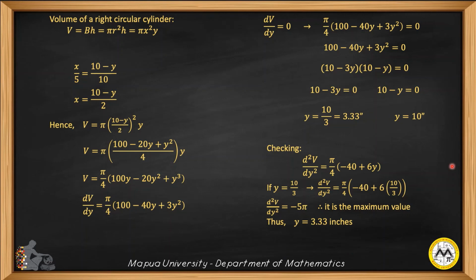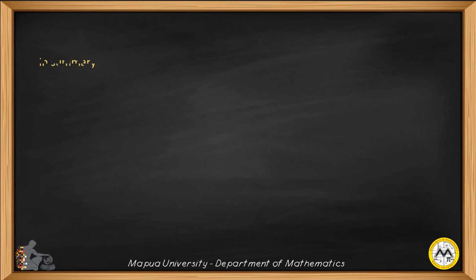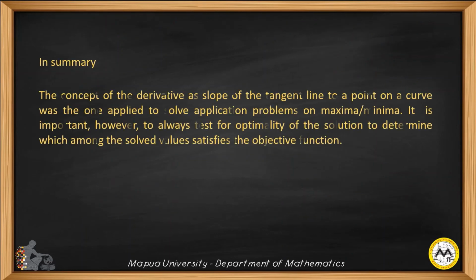Okay, to recap what we have discussed, it is the concept of the derivative as the slope of the tangent line to a point on the curve that is used in solving application problems involving maxima and minima. Okay, and that at the critical values, the first derivative value will be equal to 0. Now, for whatever values of the variables that you have solved, you always have to test for optimality of your solution.